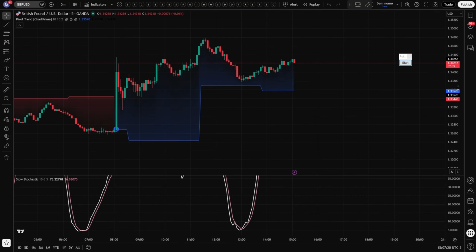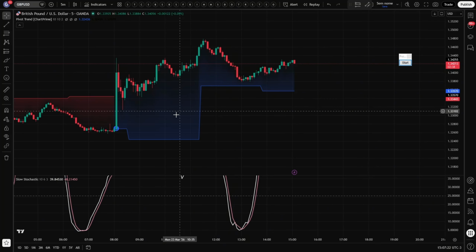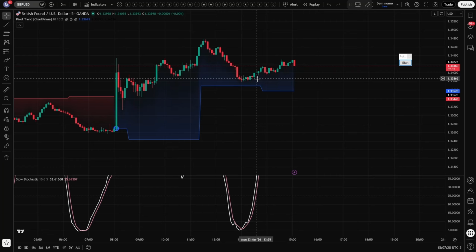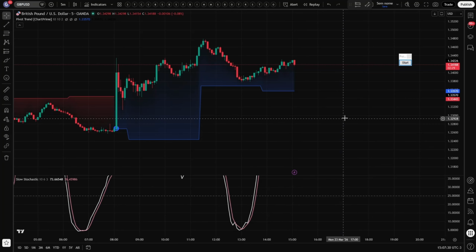Why did it do that? Precisely because the trend is upward, based on price action. This indicator shows us the pivots, so when the price breaks a pivot, that's when the trend actually changes. It's much more efficient than moving averages, which are lagging.